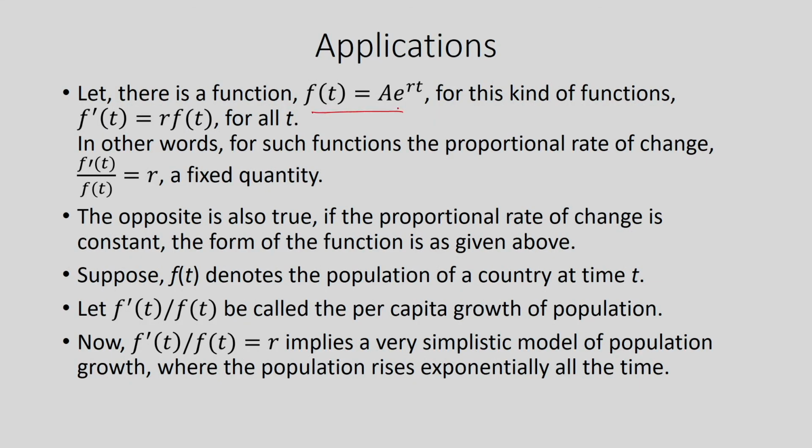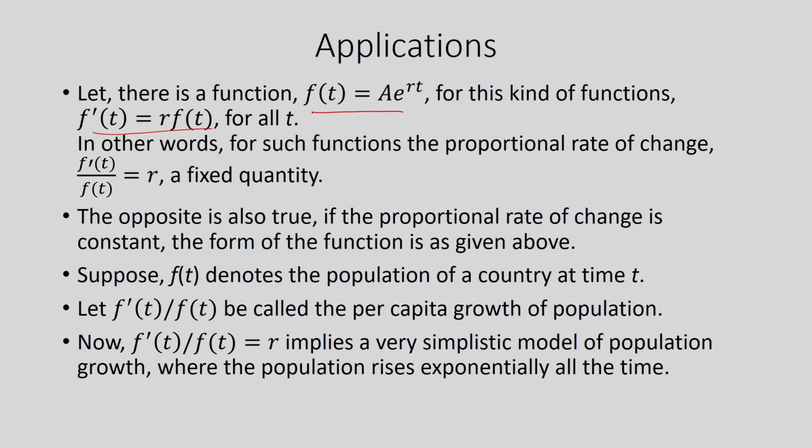Applications. Suppose there is a function like this: f of t is equal to A e to the power r multiplied by t. Here capital A is constant, r is constant, e we know, that natural exponent, and t is the variable, the time. For this kind of function, if I take the derivative of both sides with respect to small t, I get f dash of t is equal to r f of t, and this is correct for all values of t.